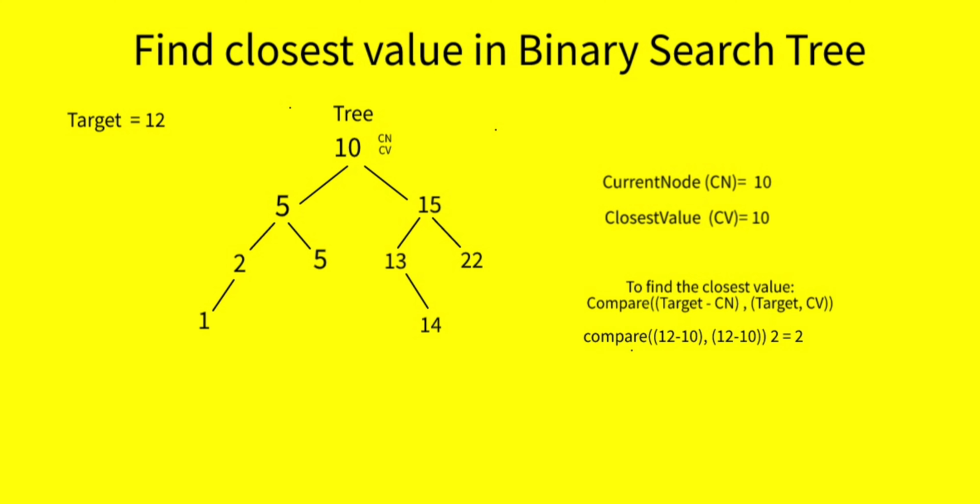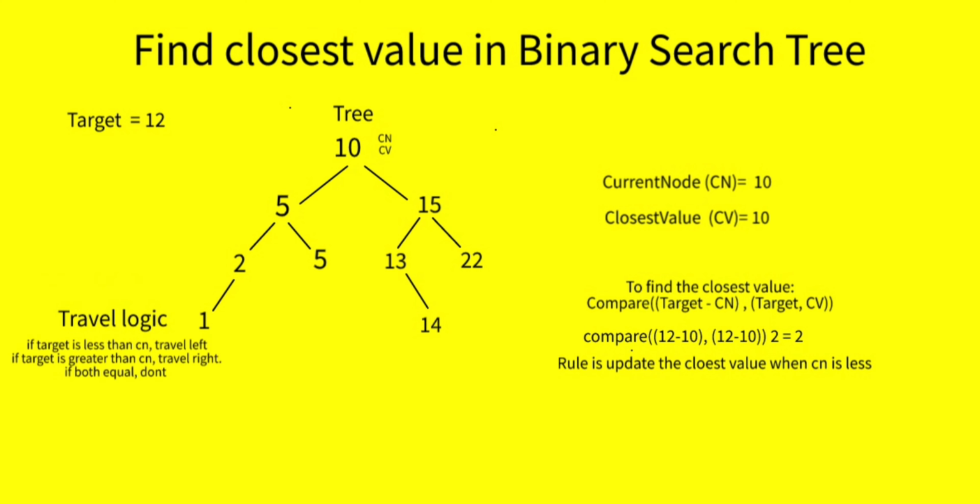So here, when we compare 12 with current node 10 and compare 12 with closest value 10, we are getting equal results, 2 and 2. So there is no need to update the closest value. With this we can traverse the tree. Since it is a binary search tree, as I said previously, when your target is smaller than the current node, just travel towards left. Else you need to travel towards right.